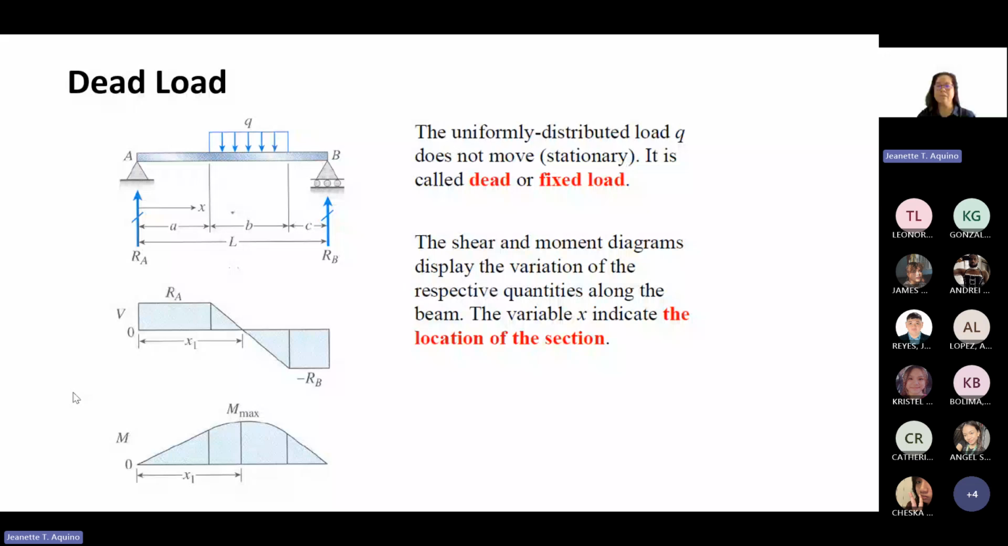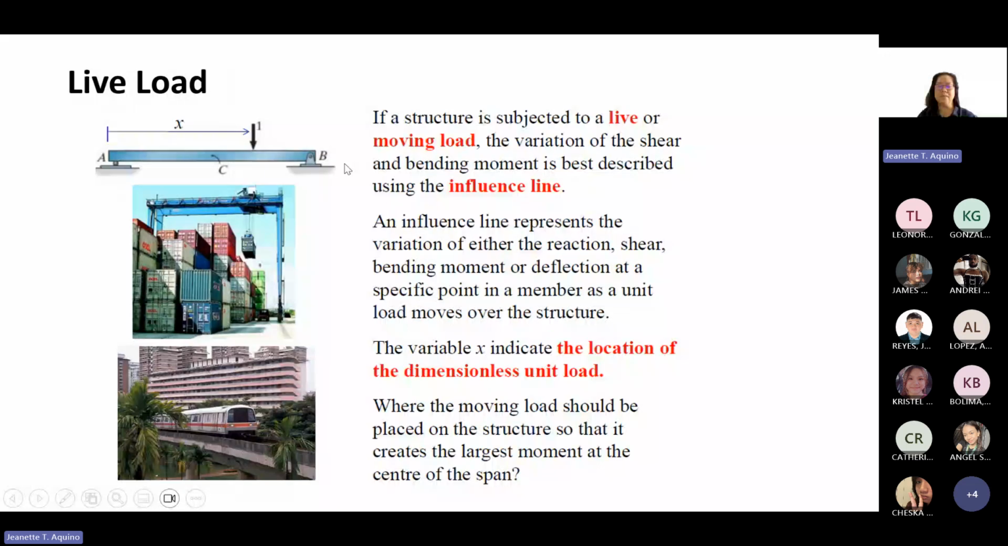Then for the live load, if a structure is subjected to a live load or moving load, for example this beam AB, you have a point load of 1, and the location is variable x. So it can be anywhere. Your live load can be here or here.